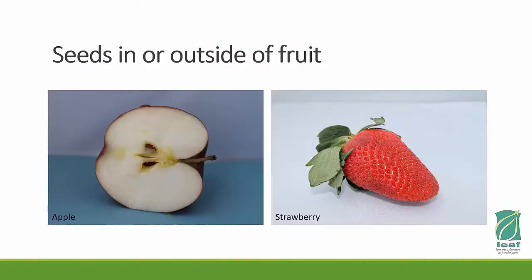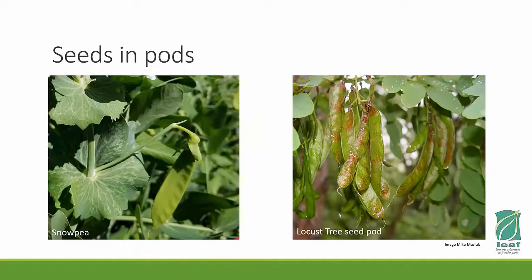Seeds may be produced on the inside of fruit or on the outside of fruit. The apple seed is produced on the inside of the fruit, and the strawberry seeds are on the outside. When animals eat these fruits, they help to move the seeds to new locations. Some seeds are produced inside of a pod, like these snow peas or these locust seed pods.